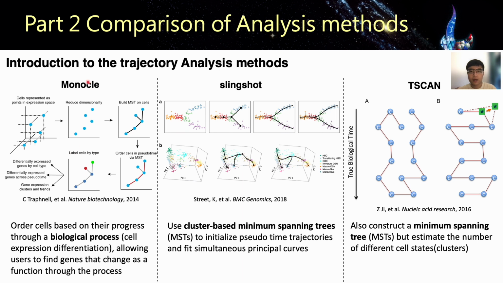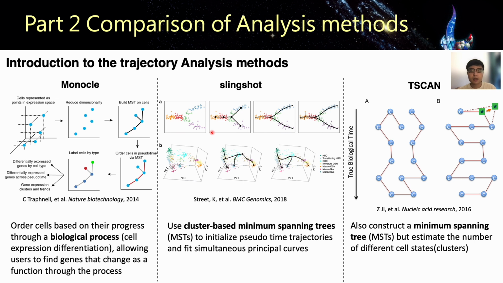Monocle is a widely used trajectory inference method designed for single-cell transcriptomics data. It uses an algorithm that takes single-cell RNA sequencing data and arranges cells in pseudotime, providing a high-resolution view of cell developmental or differential expression, allowing users to find genes that change as a function of progress through the biological process.